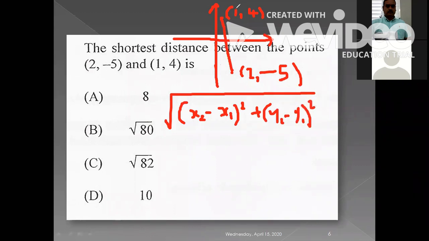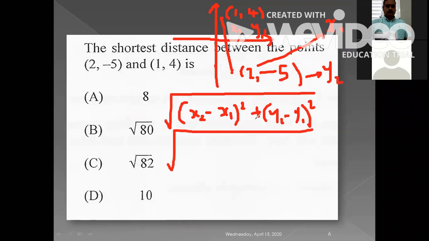So what you're going to do is choose any one of them to be x1 and y1. Let's call this one x1 and y1, this one x2, and this one y2. All you need to do is plug those values into the formula. Notice this is x2 minus x1, y2 minus y1, and in between we have a plus, and we square everything. It doesn't matter if you want to write y2 minus y1 first.